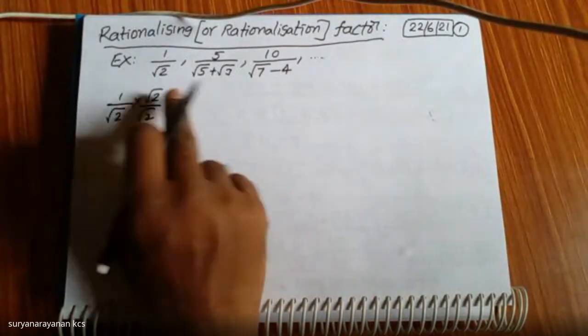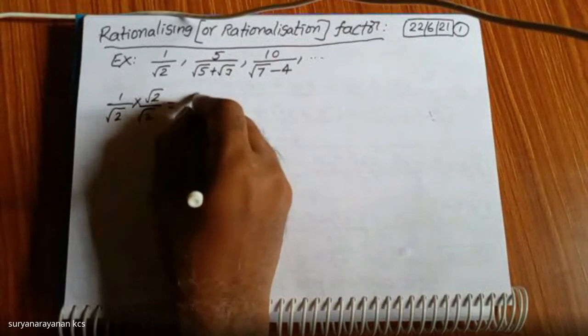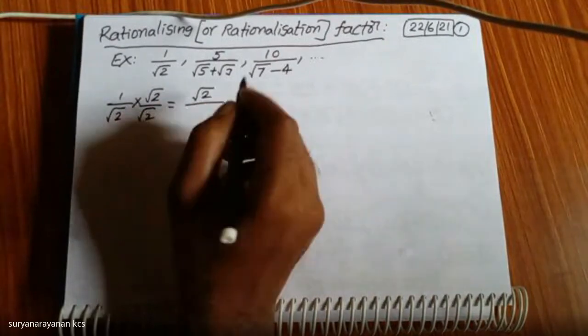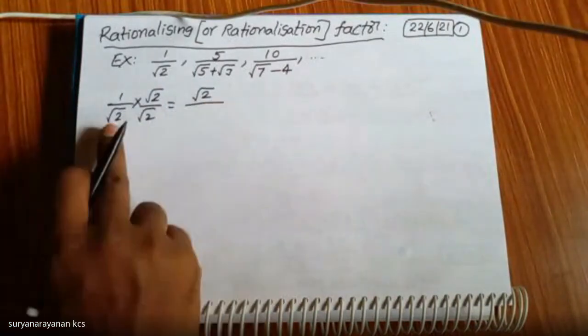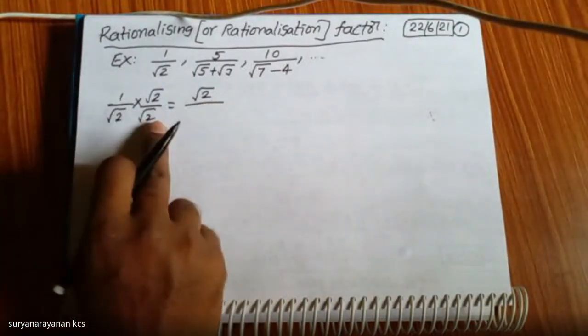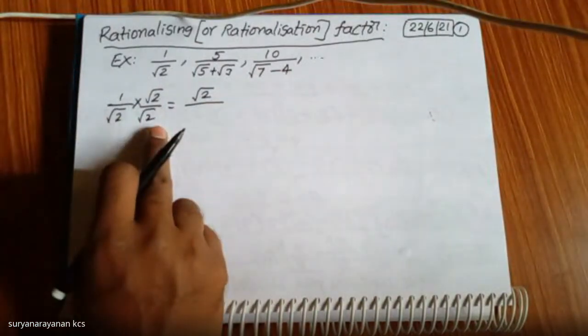Let us see here. 1 into root 2. What will you get? Root 2. In the numerator, what will you get? 1 into root 2. Root 2 by. In the denominator, root 2 into root 2. What is the value of root 2 into root 2? Anyone can tell?